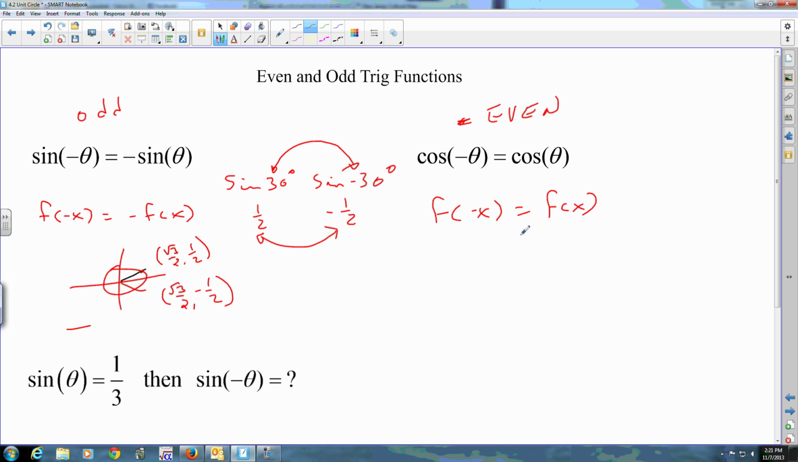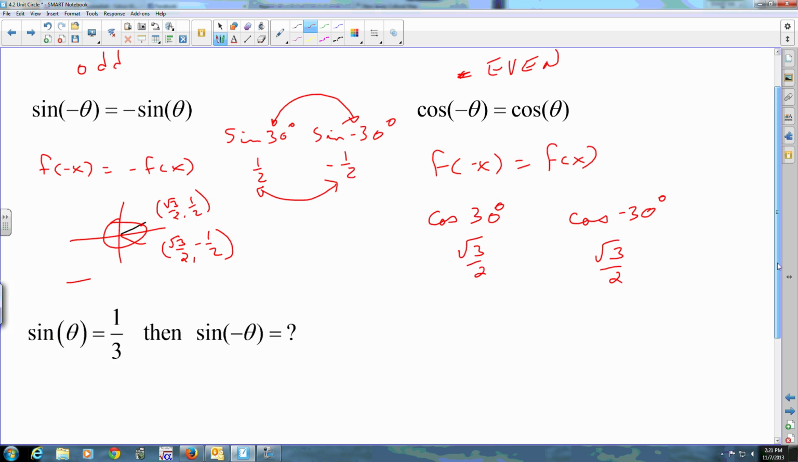That's odd. Even: cosine of 30 degrees is square root of 3 over 2. Cosine of negative 30 degrees is also square root of 3 over 2. You changed the sign on the input and got exactly the same output. That's even. Okay?